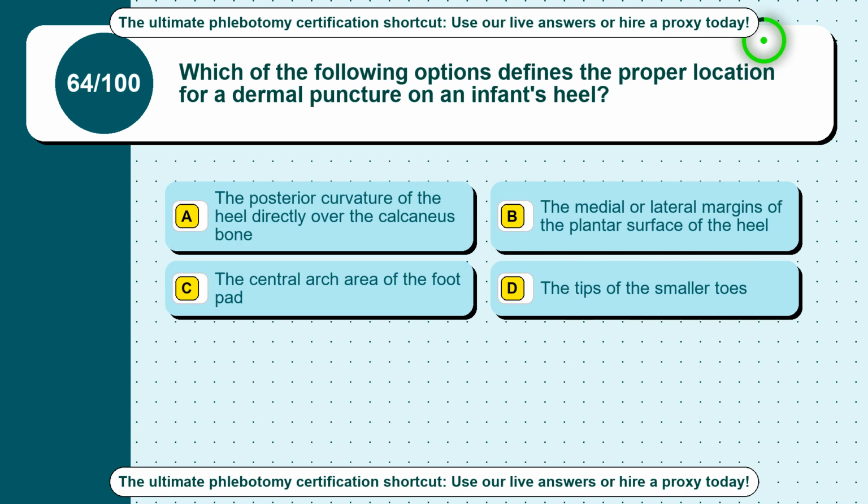Question 64. Which of the following options defines the proper location for a dermal puncture on an infant's heel? Option A, the posterior curvature of the heel directly over the calcaneus bone.